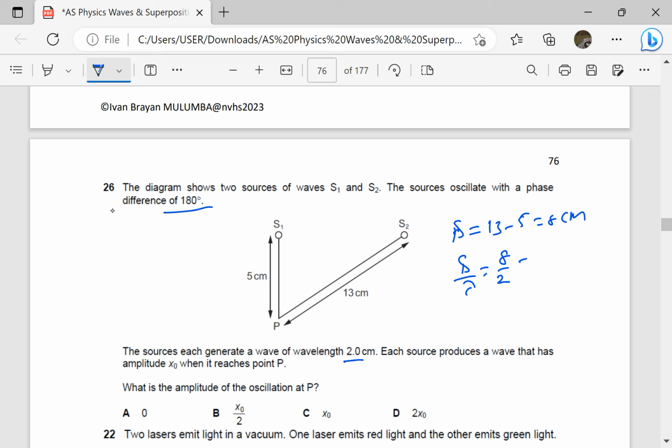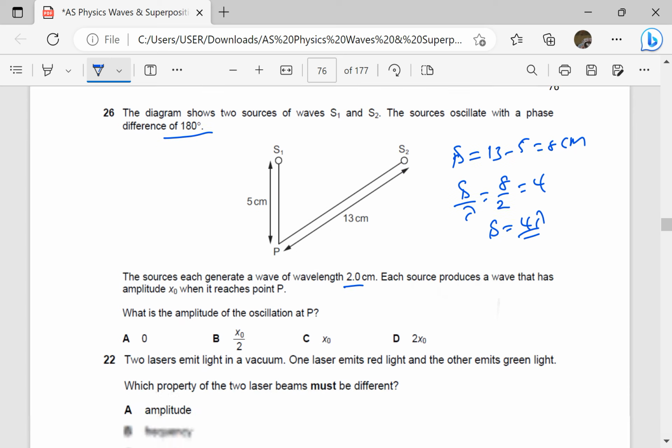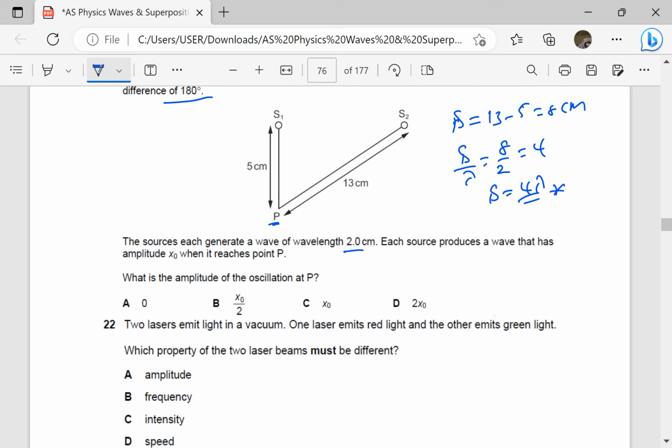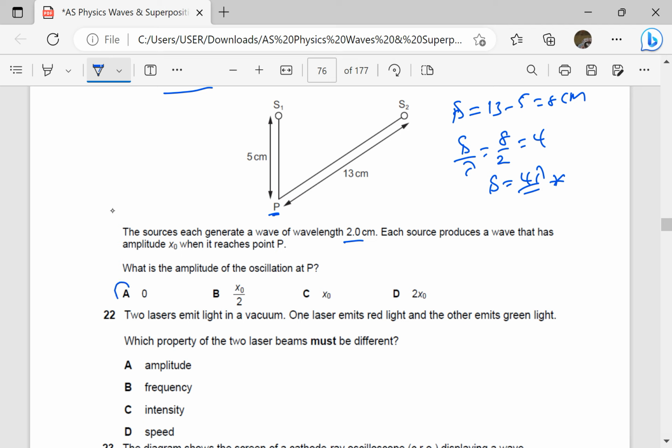Wavelength is 2. This will give us 4. In other words, the path difference would be 4 times lambda. This would be constructive interference. But because the phase difference between the two sources was actually 180 degrees, where we would have a maximum would therefore be a minimum. So since the sources are 180 degrees out of phase, then instead of having a maximum at point P, we are going to have a minimum, which corresponds to destructive interference, and therefore the amplitude at P is going to be 0.